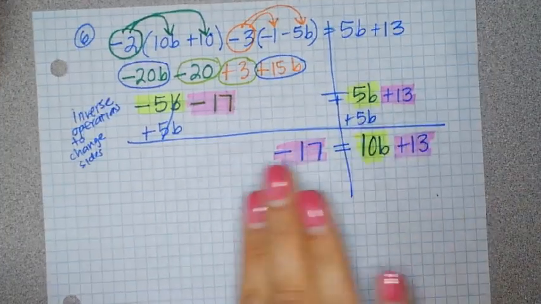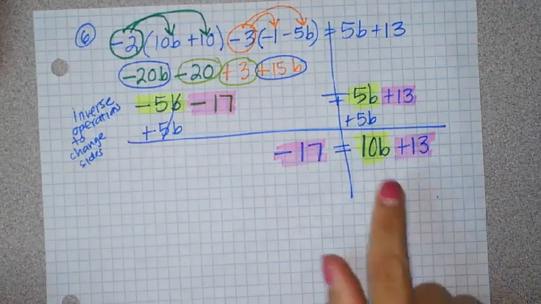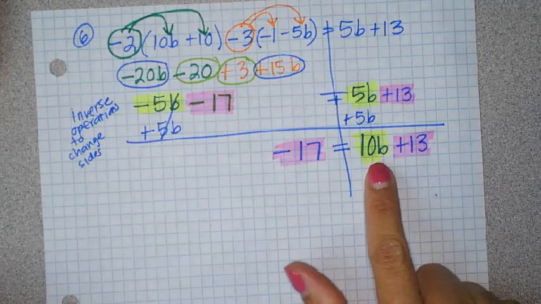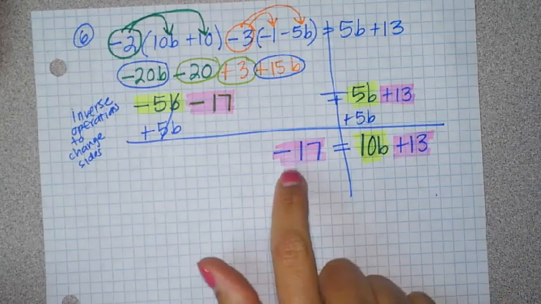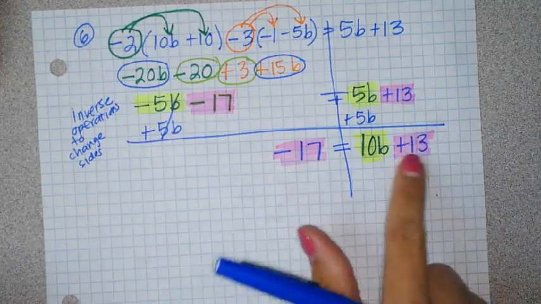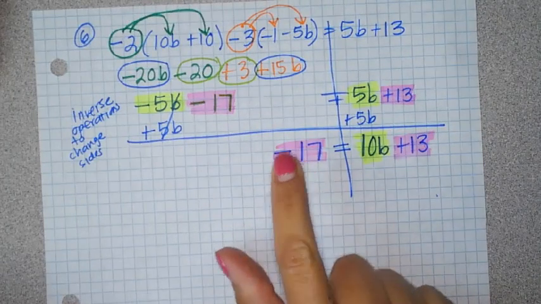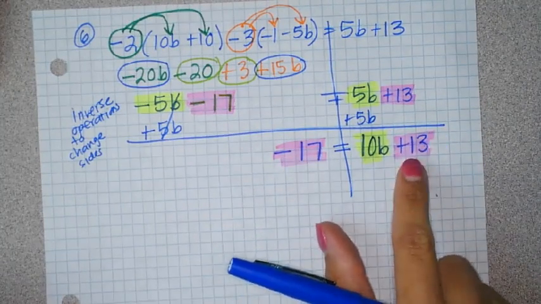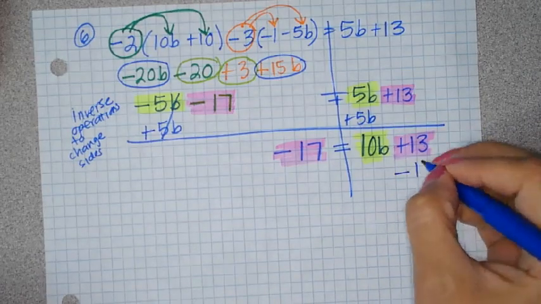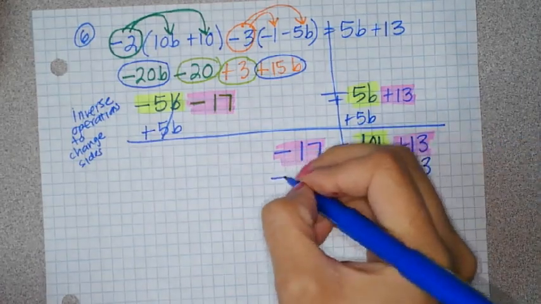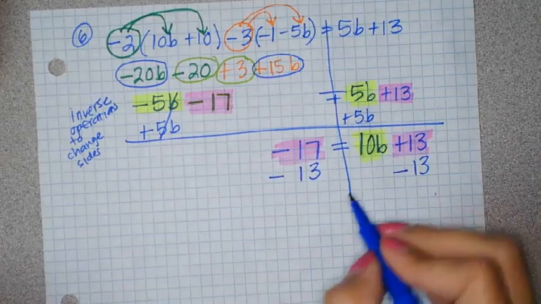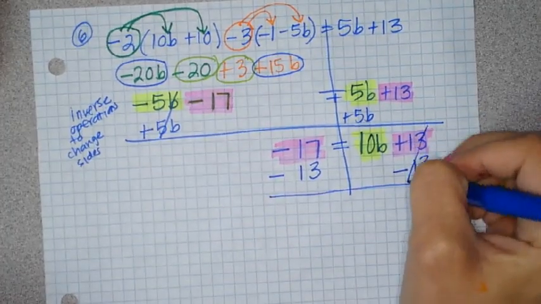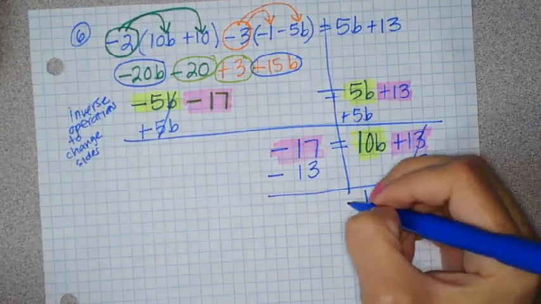Remember, I want variables on one side and constants on the other. The variables are already here. So that means that this side will be my constant side. So this 13, I have to move it over. All the pinks, the constants, will be here. So I have to do the inverse. The inverse of positive 13 would be negative 13. What I do to one side, I do to the other to maintain equality. These cancel out. I have 10b left.